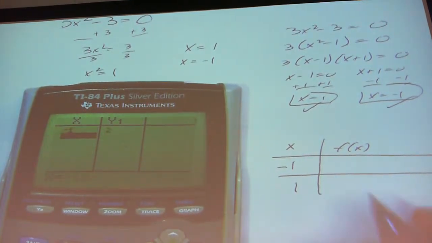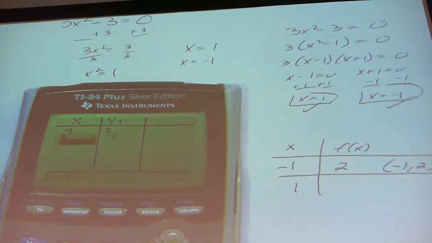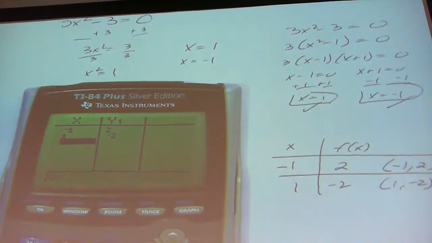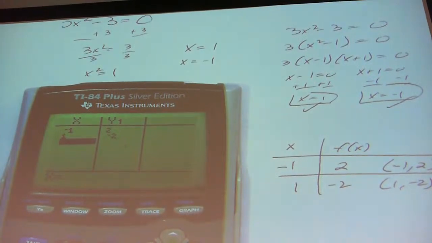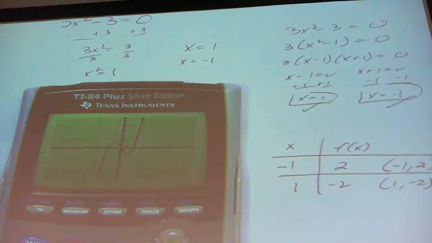Type in negative 1, you get 2. So we're going to look at negative 1, 2. Type in 1, and you get 1, negative 2. Those are the possible extrema, possible highs and lows. How do I know if they are? I'm going to go check. I'm going to go look. Okay? So let's go to the graph.